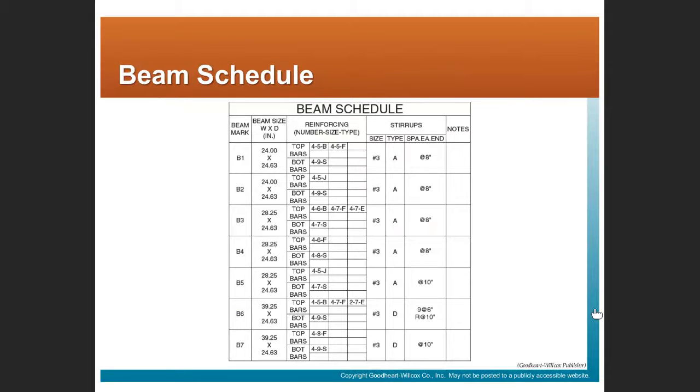Right, again, just like everything else, we'll quite often have a beam schedule where we have marks or tags on the plan, and those marks or tags reference a schedule that gives additional detail. So here's the size of the beam, the reinforcement at the top and the bottom, and stirrups are what's holding that reinforcement in place during the pour.